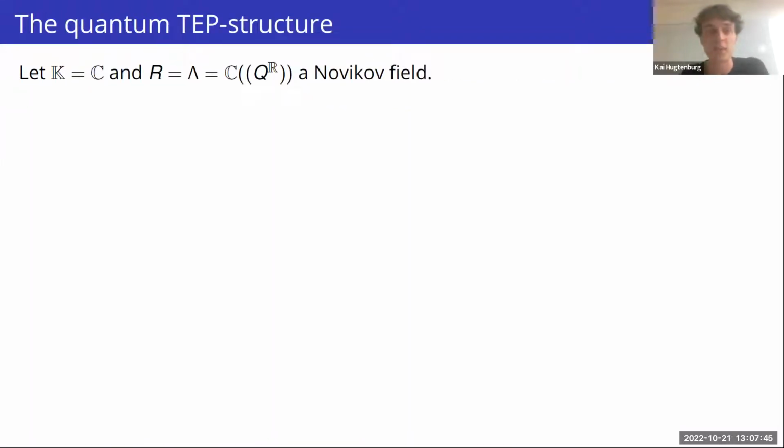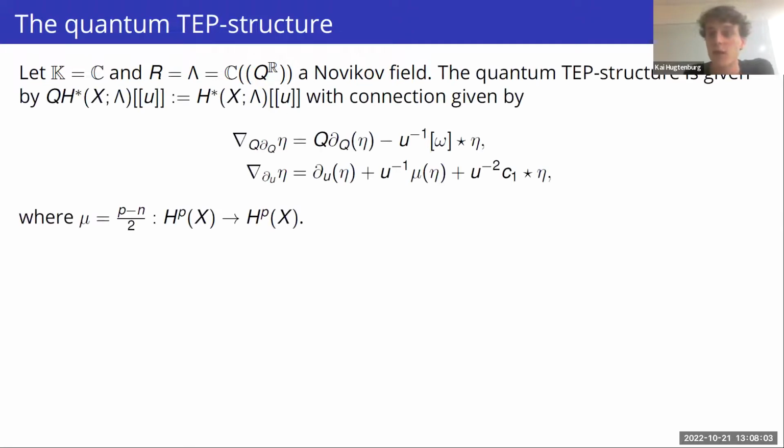Okay, let me give you some examples. So associated to quantum cohomology, we're going to construct some type structure. In this case, let's just work over the complex numbers, and our C algebra R is going to be the Novikov field. Then the quantum type structure is given on the quantum cohomology of X with coefficients in the Novikov field, and we adjoin the formal parameter U. And as a Lambda adjoint U module, this is just the cohomology of X.